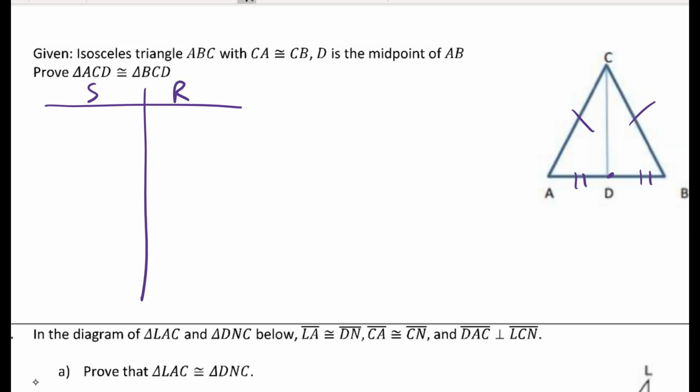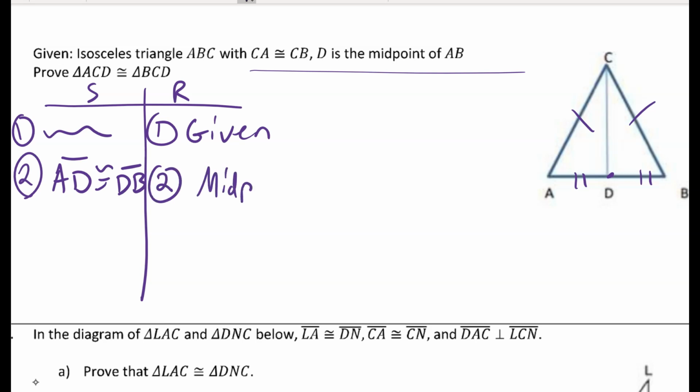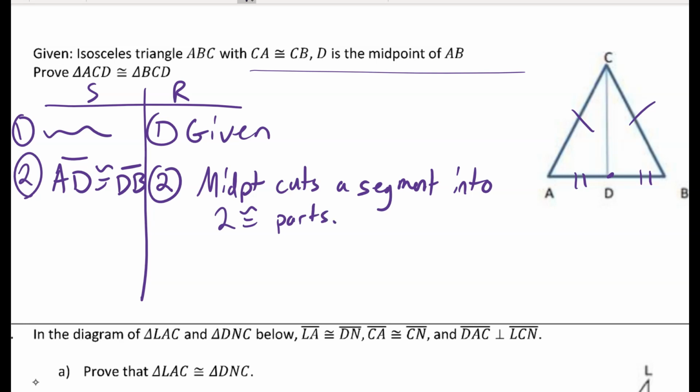I write 2 columns with statement and reason. Now, you would list out your givens here. I'm just going to abbreviate for time. So that's everything they gave us up here. And the first thing I notice is exactly what I marked in my picture, that AD is congruent to DB. My reason being is I know that's what a midpoint does. A midpoint cuts a segment in half, so I'm going to say into two congruent parts. That's the definition of a midpoint.